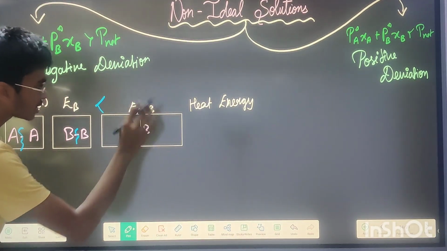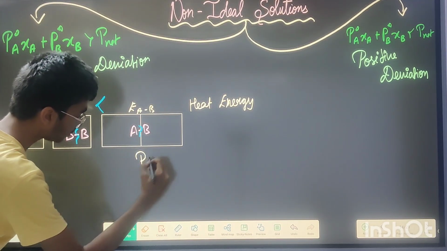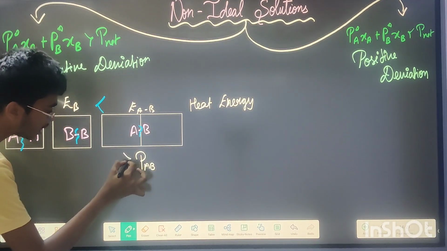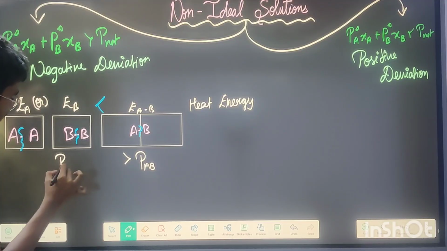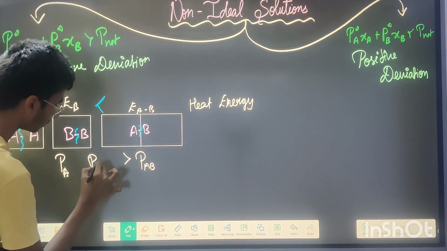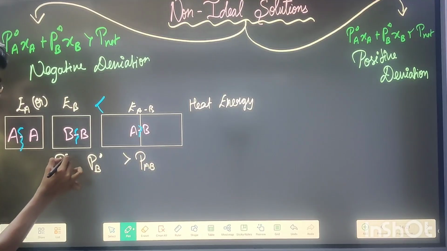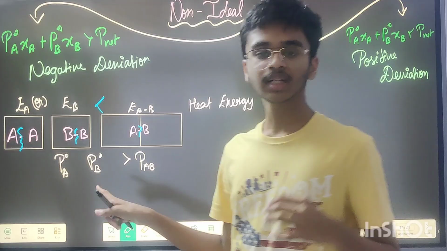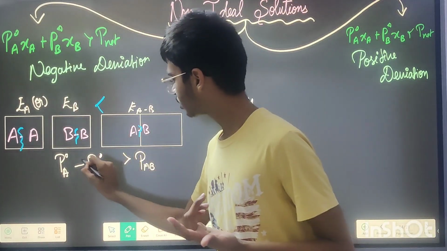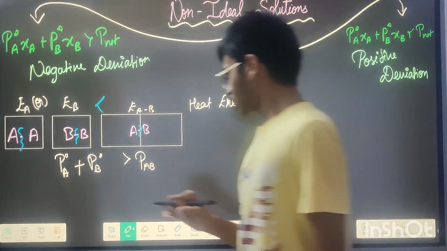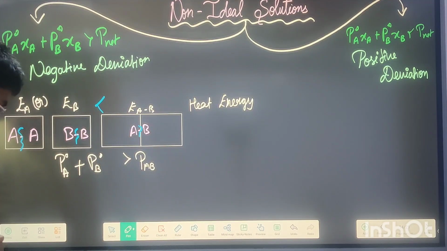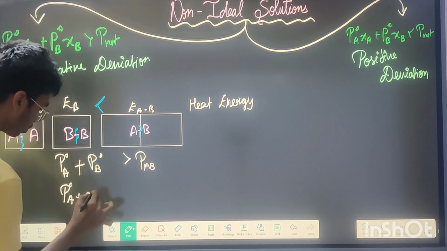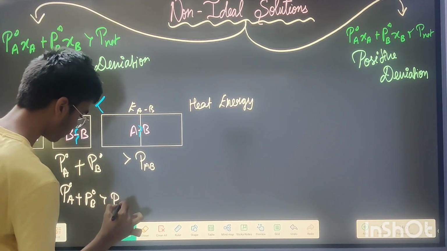So that means here this energy is there, right? Which means that PAB, the pressure that is created by AB, is going to be lesser than the pressure that is going to be created by PA and PB, that is P naught A and P naught B, because it is in their very own form. Whenever it is in their purest form, you have to put naught. So I can write it as P naught A plus P naught B is greater than PA plus PB.